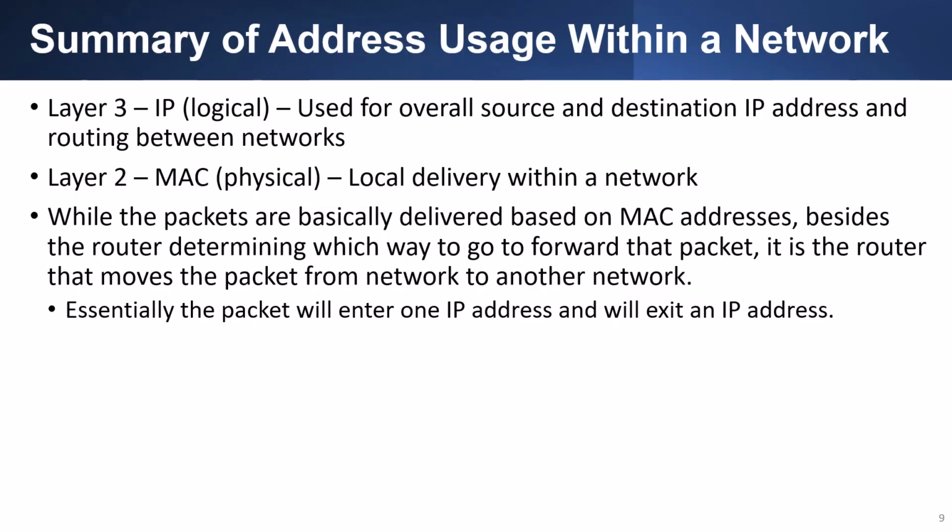To summarize the use of addresses, Layer 3 has IP addresses or logical addresses, which are used for overall source and destination IP address and routing between networks. Layer 2 is the MAC or physical address, which is used for local delivery within a network. While the packets are basically delivered based on MAC addresses, besides the routing determining which way to go to forward the packet, it is the router that moves the packet from network to network. Essentially, the packet will enter one IP address and will exit an IP address.